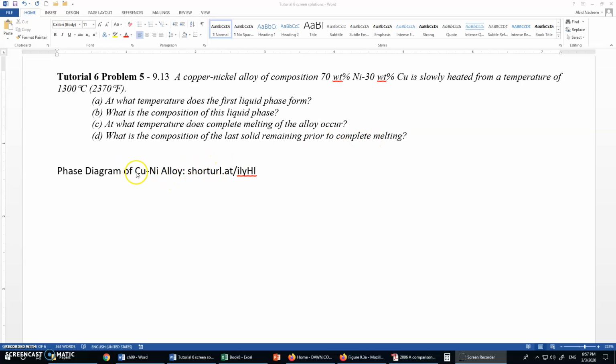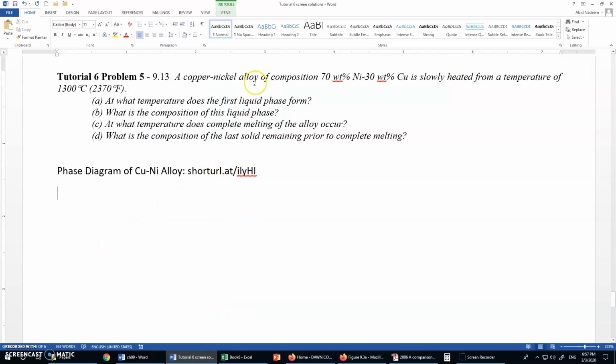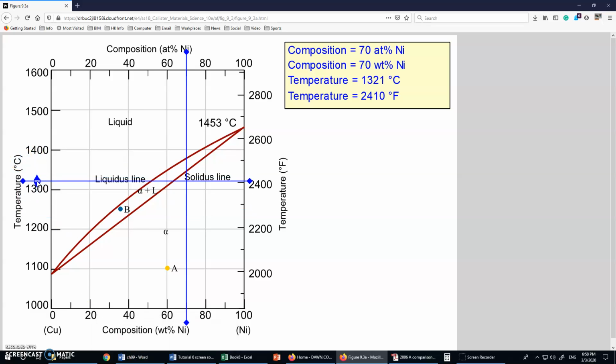So we need to use the copper nickel alloy phase diagram, which can be found at this URL. This is the copper nickel alloy phase diagram. So it has been asked that 70 weight% nickel is here, as you can see over here now, and at what temperature the first liquid phase forms. So this is the temperature line.